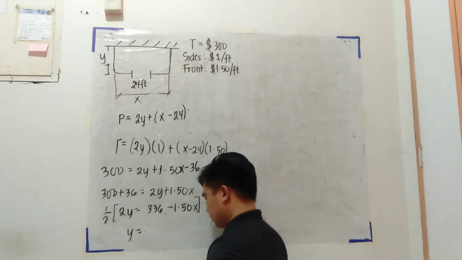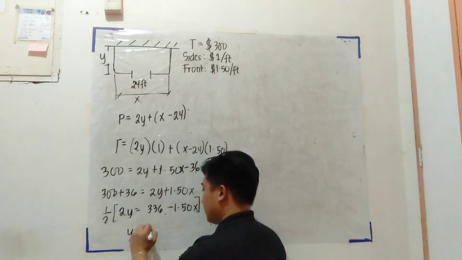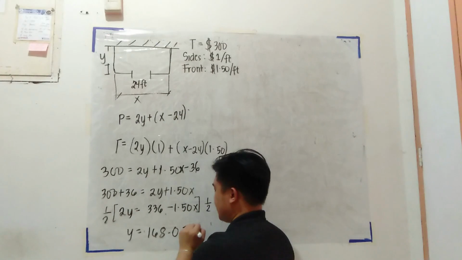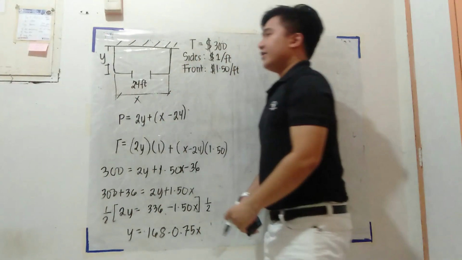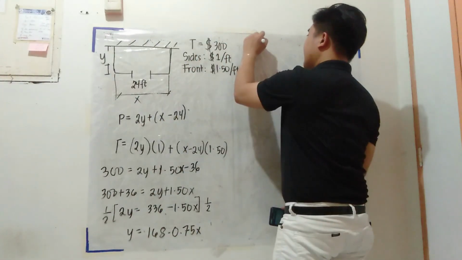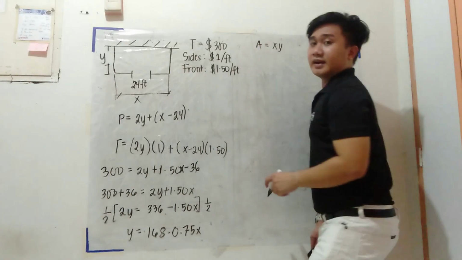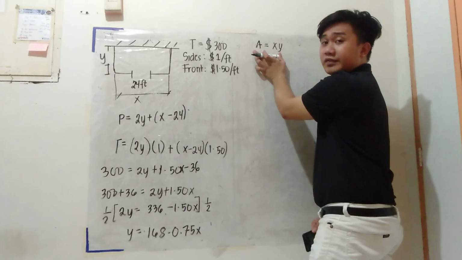Y is equal to 168 minus 0.75x. And then, i-maximize natin yung area. Area is equal to x times y. And then, i-express ko ito into one variable.